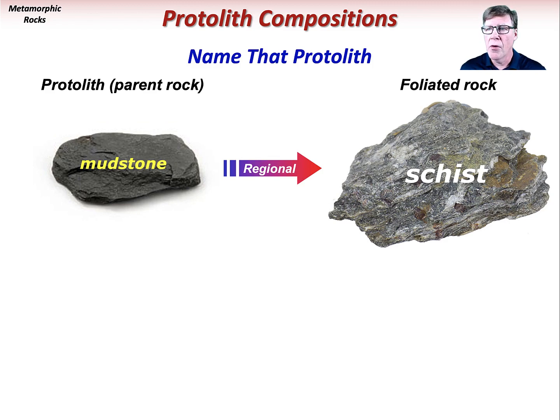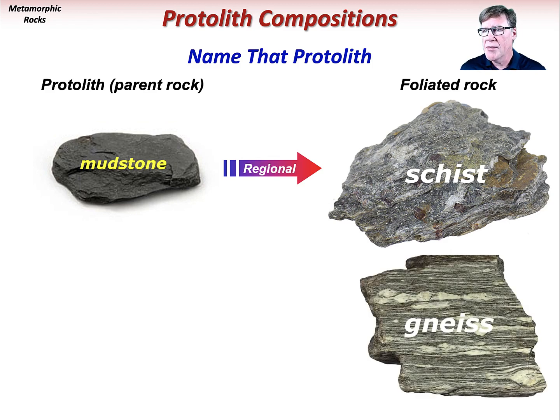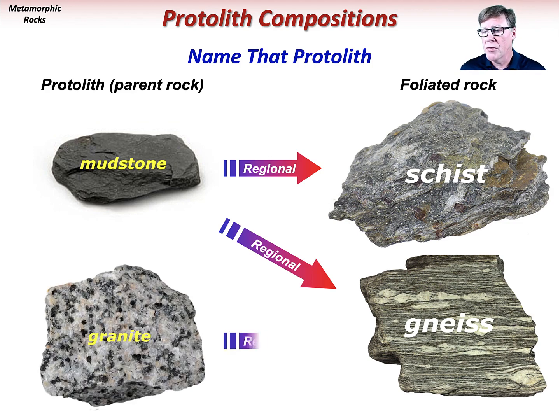A protolith for the metamorphic rock gneiss is, yes, again, mudstone, through regional metamorphism. Oh yes, or granite, also through regional metamorphism. There are different types of gneiss, and sometimes we can distinguish whether it came from a mudstone or from a granitic protolith, and sometimes it's hard to tell.